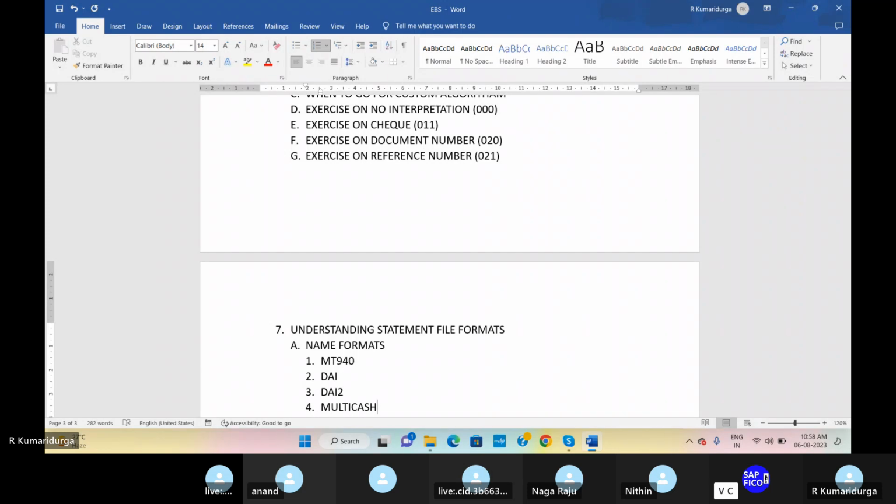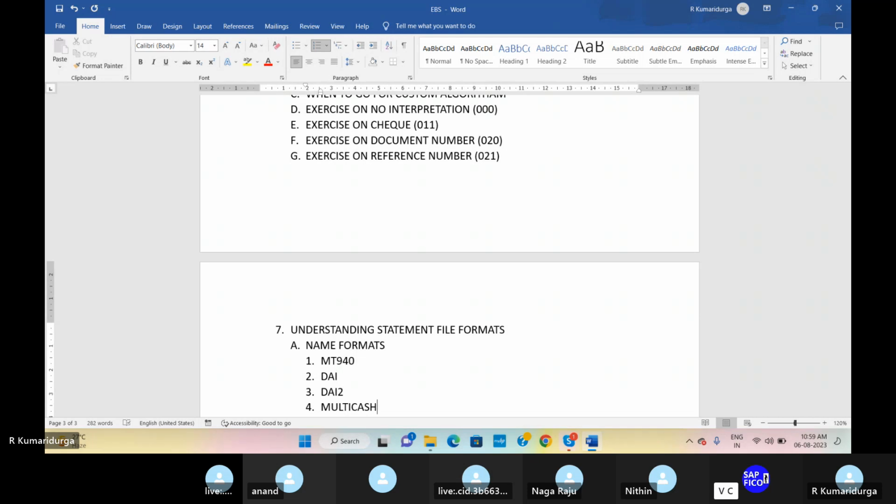We can use different types of formats, but 95% of the clients will just use the MT940. In my company also, for my client, we are using the MT940 format. And if they ask you any questions on these things, just answer those.